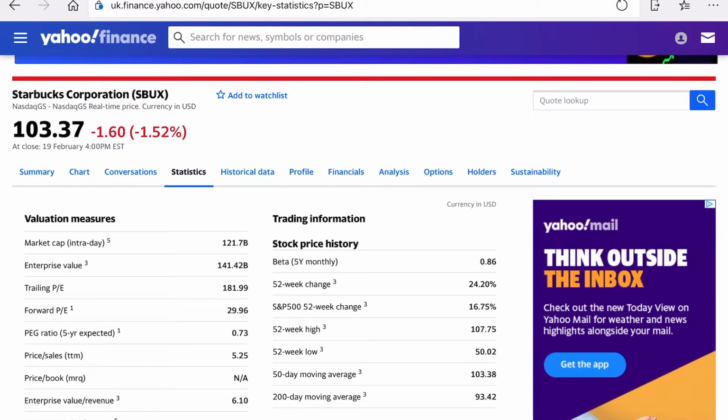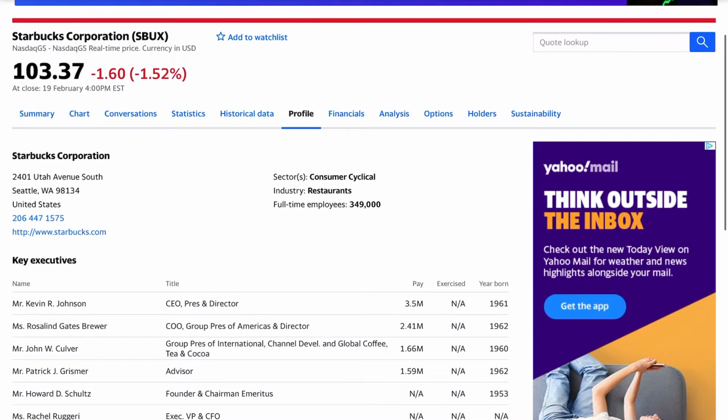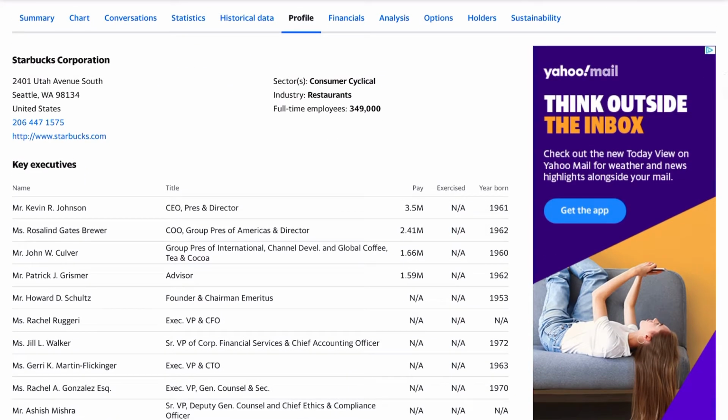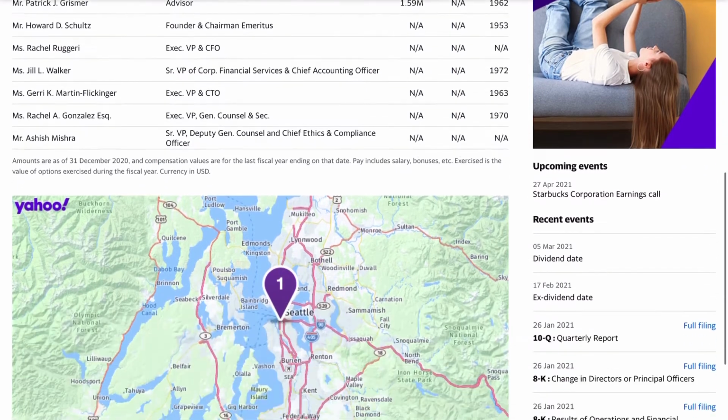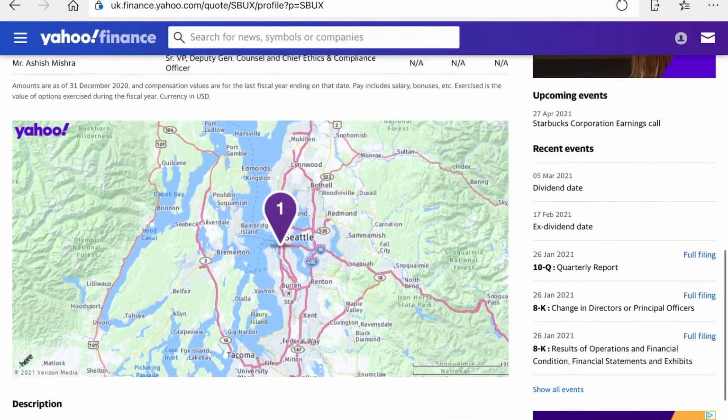Alright, so if you take a look at the profile, Yahoo Finance has made it as easy as possible for you to understand where the company is registered, the key executives, roughly where it's located, what the business does, and some corporate governance. Some people might want to pay attention to that to understand those factors that can affect Starbucks' operation. So that's why they really talk about Starbucks, and they give a quality score index on that one. So it might be important to some people to understand things like that.